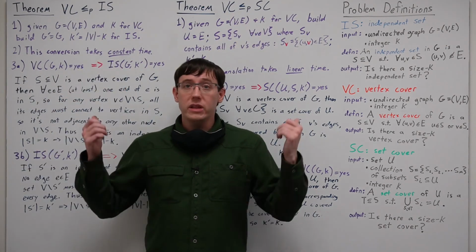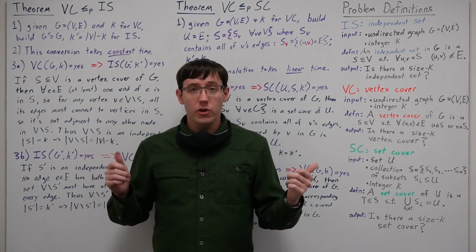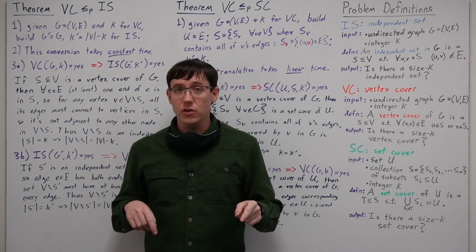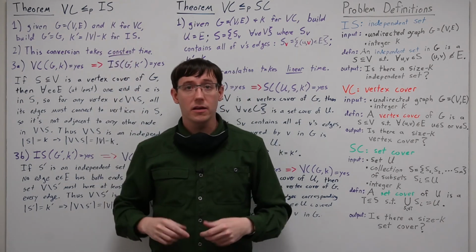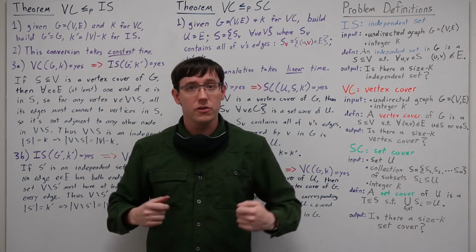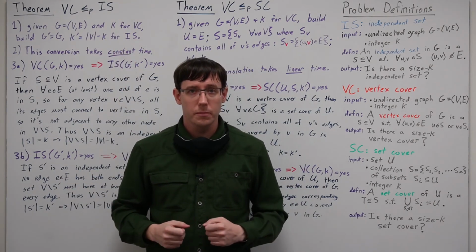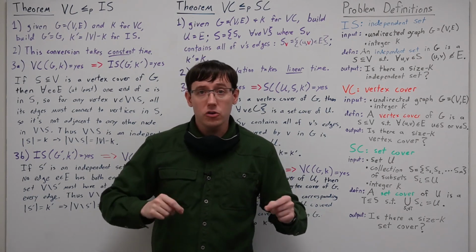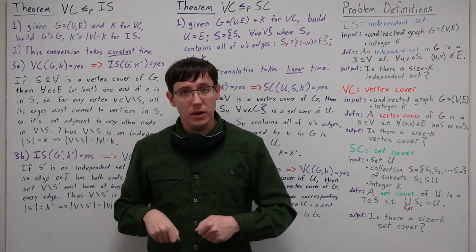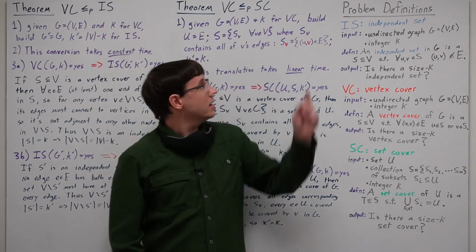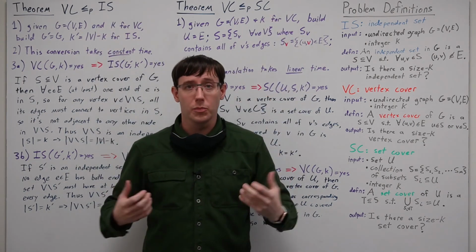And so between these two reductions, we've shown that if we can efficiently solve either set cover or independent set, that would give us an efficient algorithm for vertex cover. And we know that if we can show vertex cover to be a hard problem, that would also imply that both independent set and set cover are hard problems as well.